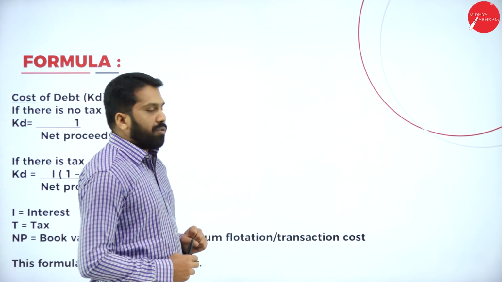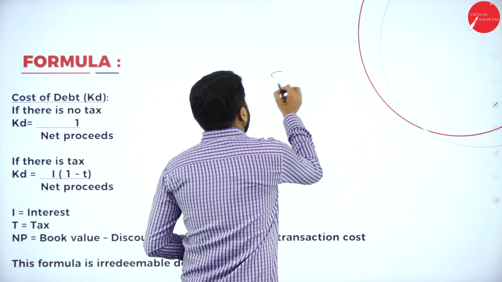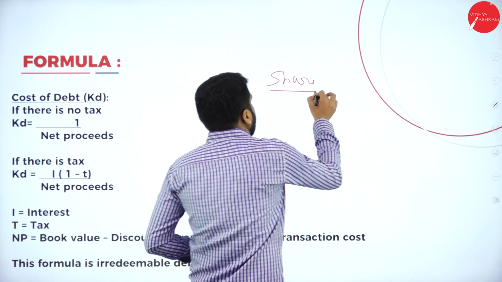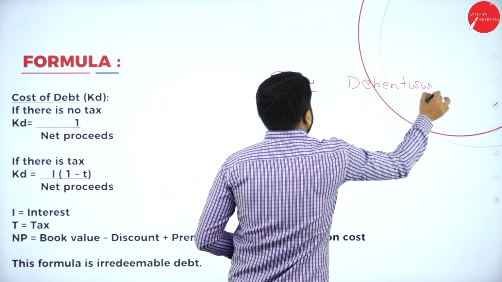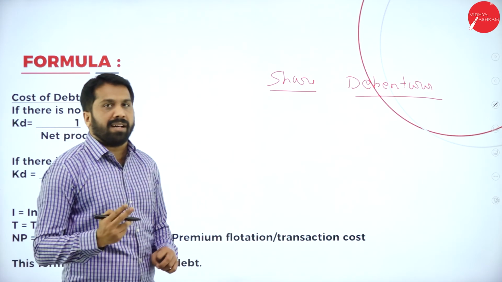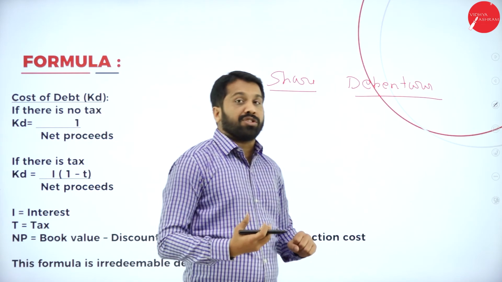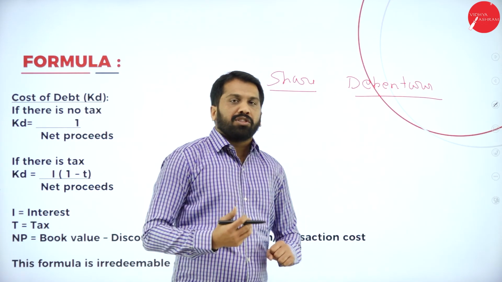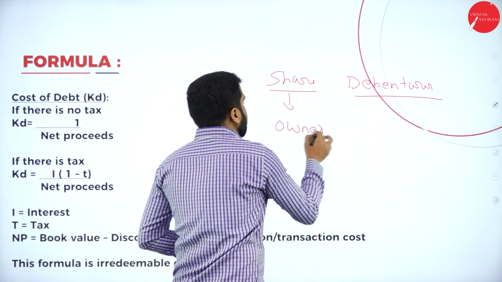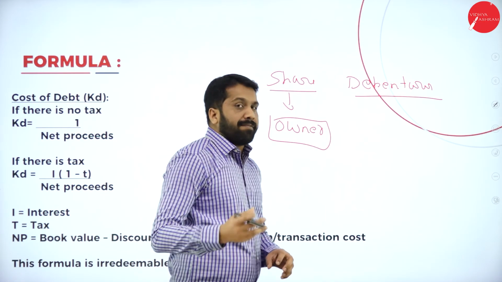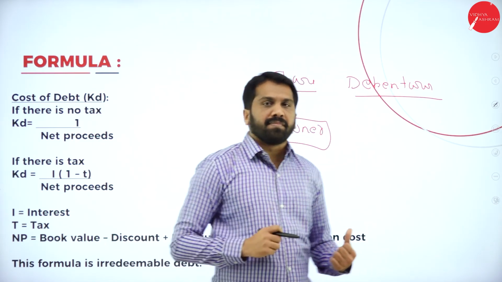Now, we have two things. One will be shares, one will be debentures. The first one we call share capital, and the second one we call debentures. Share capital, we also call owners of the company. Whatever investment is made by shareholders, we call them owners of the company.